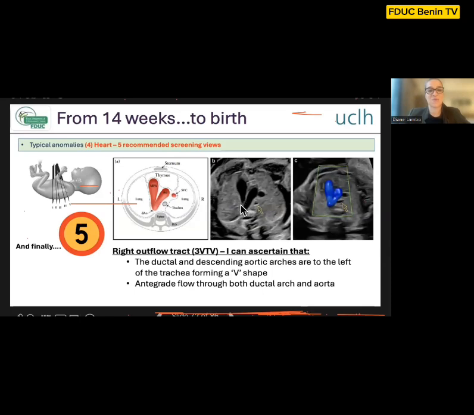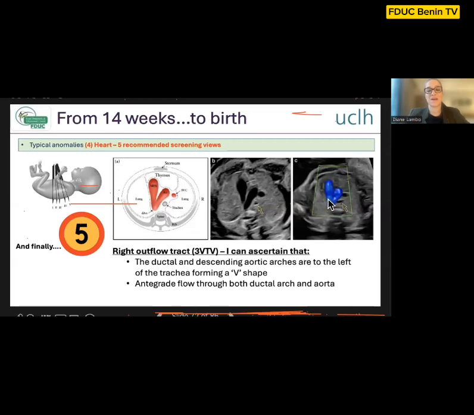So again, you've got your ductal arch, which continues into your pulmonary, and you've got your aortic arch continuing into your ascending there, okay? And then finally your SVC. And again, if you apply color, this gives you what we call the V sign, okay? And in having this view, what you can then confirm is that you've got antegrade flow.